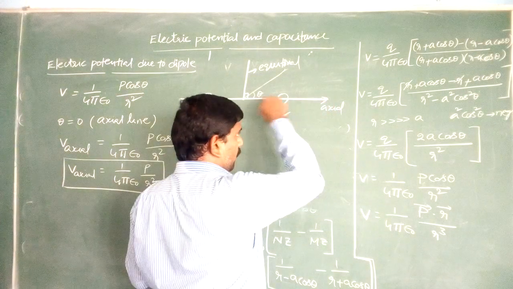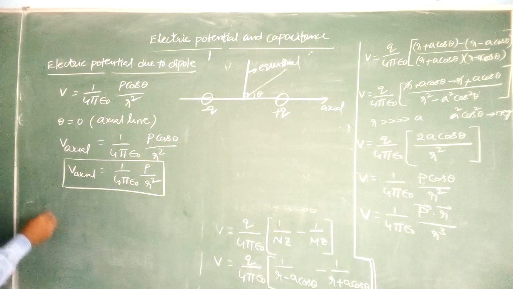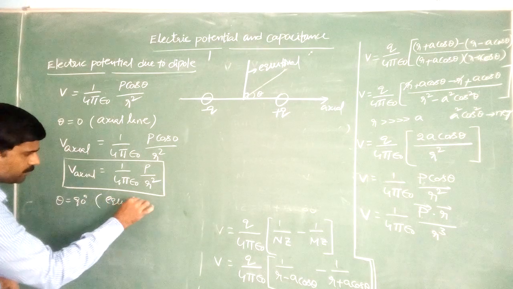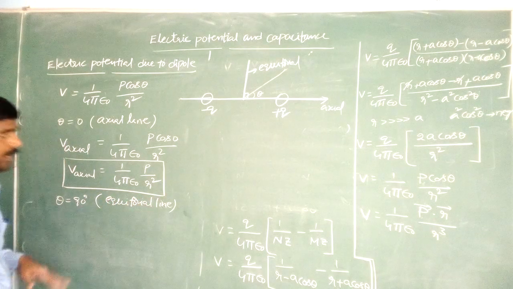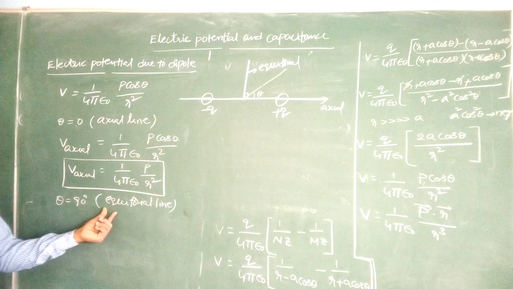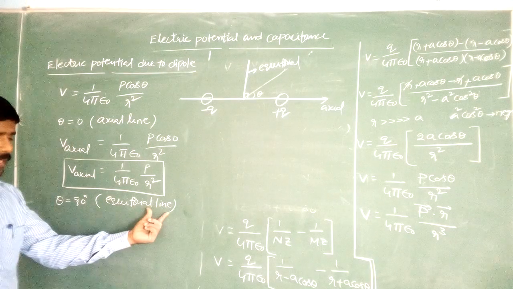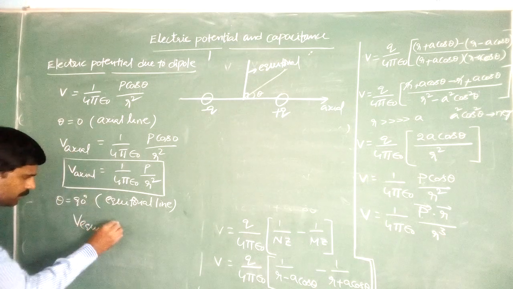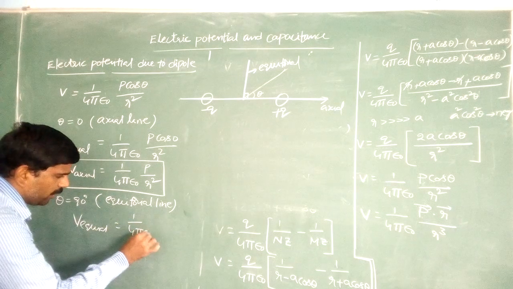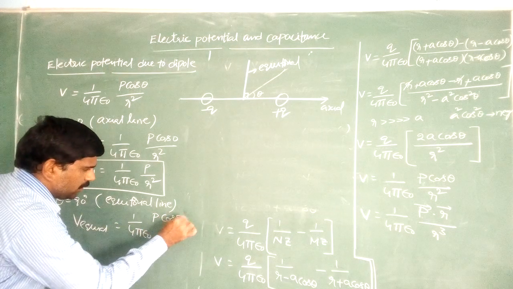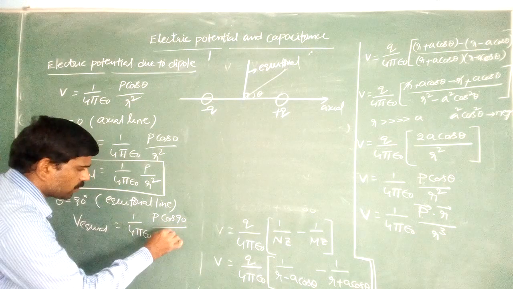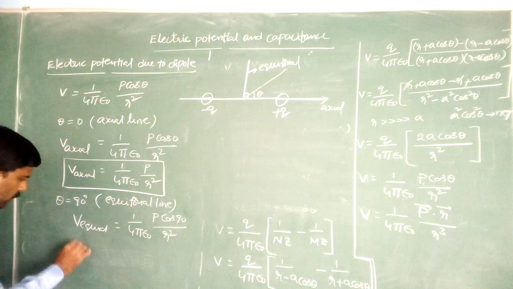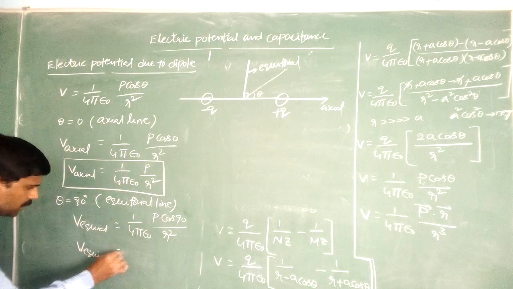Right now the point Z is on that line. Next, if theta is equal to 90 degrees, that is nothing but the equatorial line. At that situation, observe: V equatorial is equal to 1 by 4 pi epsilon naught into P into cos 90 degrees by R square. Cos 90 degrees is equal to 0. Therefore, V equatorial is equal to 0.